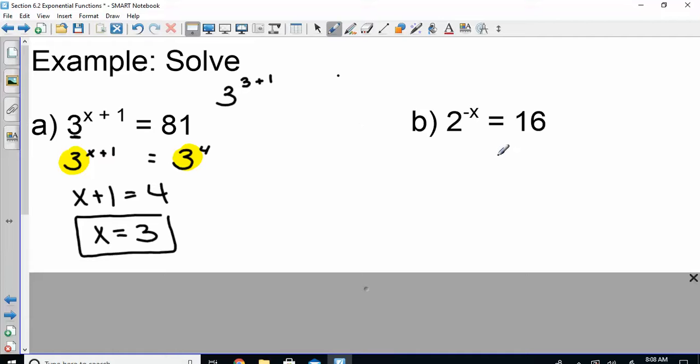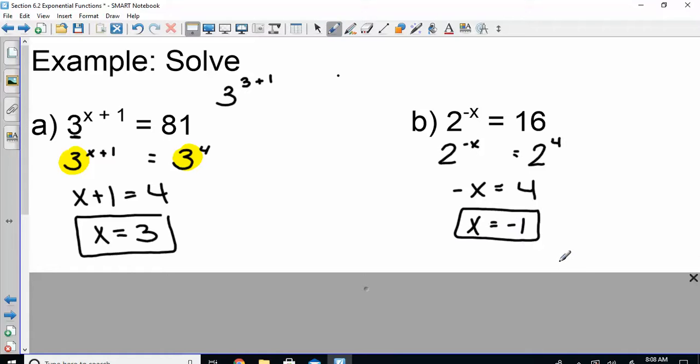All right, so B, 2 to the negative x equals 16. So 2, I can't break that down. How could I rewrite 16? That means you can drop those 2's and set the exponents equal. So negative x equals 4, which means x equals negative 1.